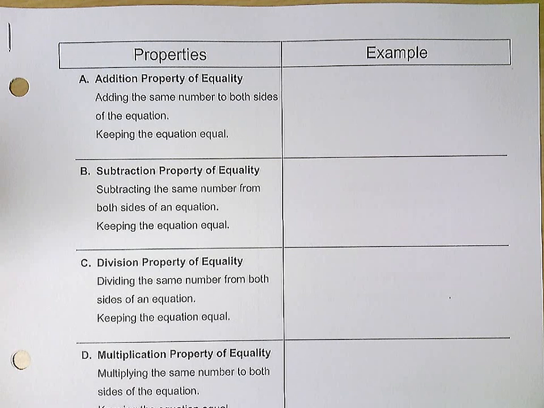So the first four here are properties of equality. Okay, that's keeping your equation equal. So the first one is the addition property of equality. That says adding the same number to both sides of an equation. Okay, so you have an equation, you add the same number to both sides.